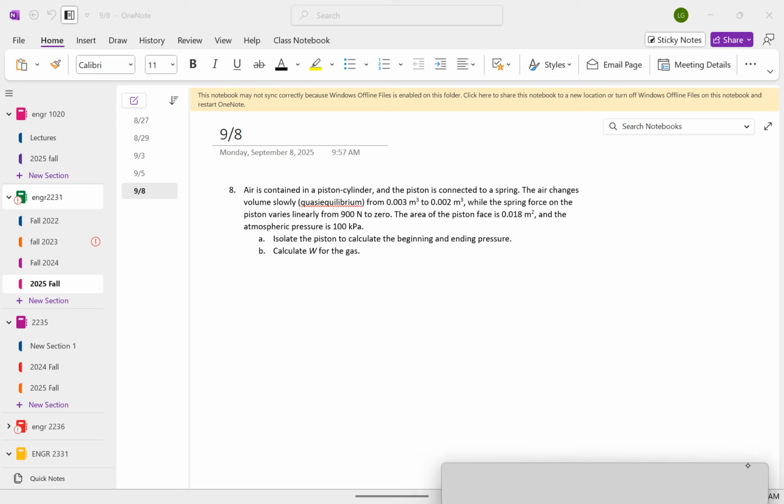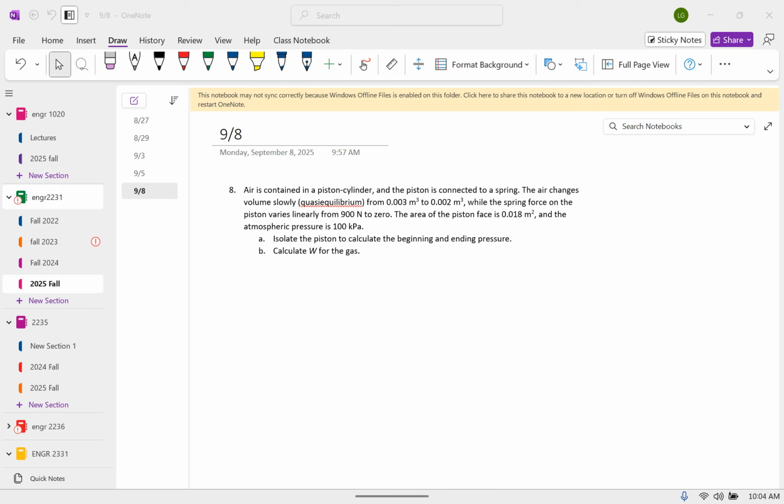Okay, so yeah, let's start with number 8 from first law. Yeah. Oh, I don't know what's going on there. Let's see. Let's start with first law, number 8.